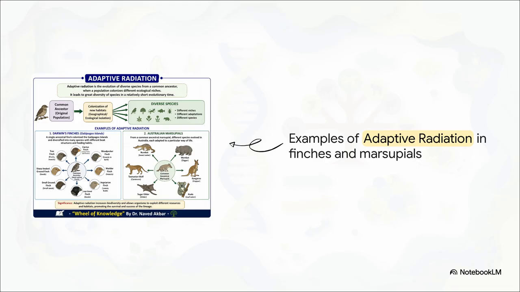On the right, the Australian marsupials. From one common ancestral marsupial, a massive variety evolved, from the digging wombat to the hopping kangaroo to the flying sugar glider, each one perfectly adapted to its own niche on the isolated Australian continent.